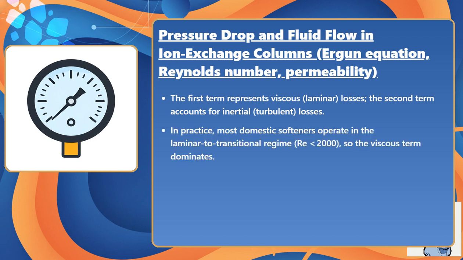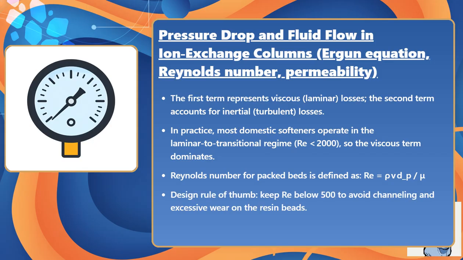In practice, most domestic softeners operate in the laminar to transitional regime, Reynolds number less than 2000, so the viscous term dominates. Reynolds number for packed beds is defined as Reynolds equals rho V d sub P divided by mu. Design rule of thumb: keep Reynolds below 500 to avoid channeling and excessive wear on the resin beads.